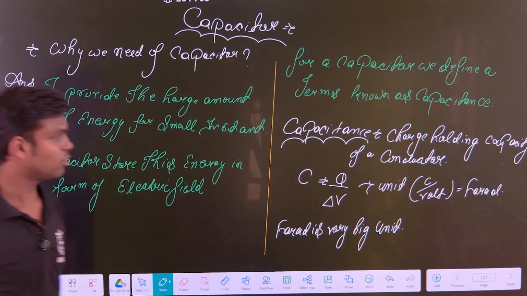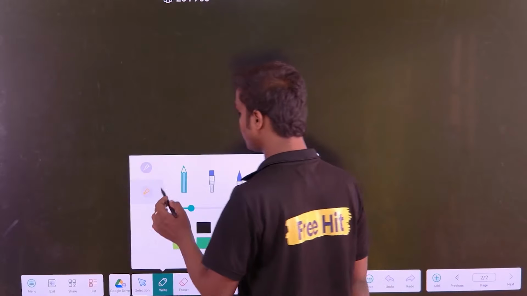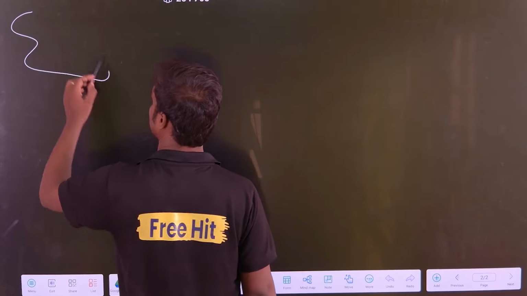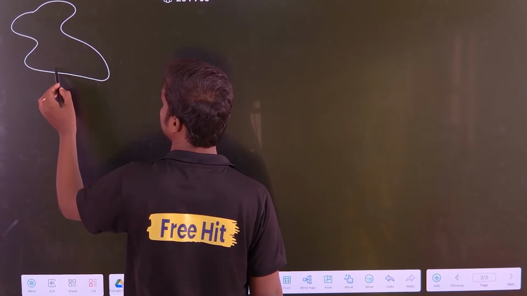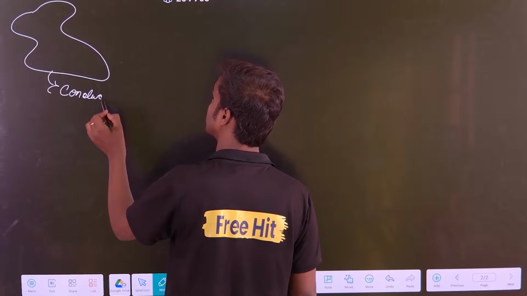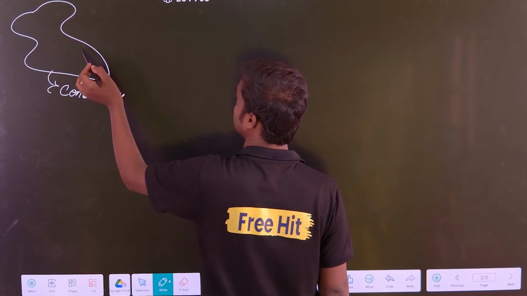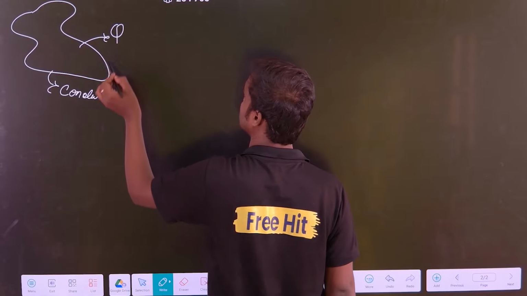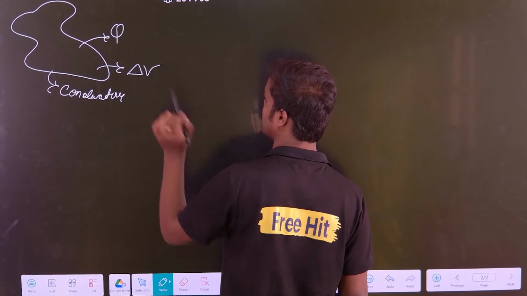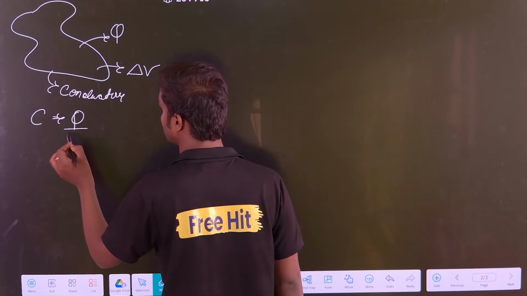Clear? Okay. Let us see some more points. So what we have learned is, suppose some conductor is there. It can have any shape, any size. Suppose I give a charge q on it, and if it has a charge q, then it will have some potential difference delta V. So what is the capacitance for this? We have defined that as q upon delta V.